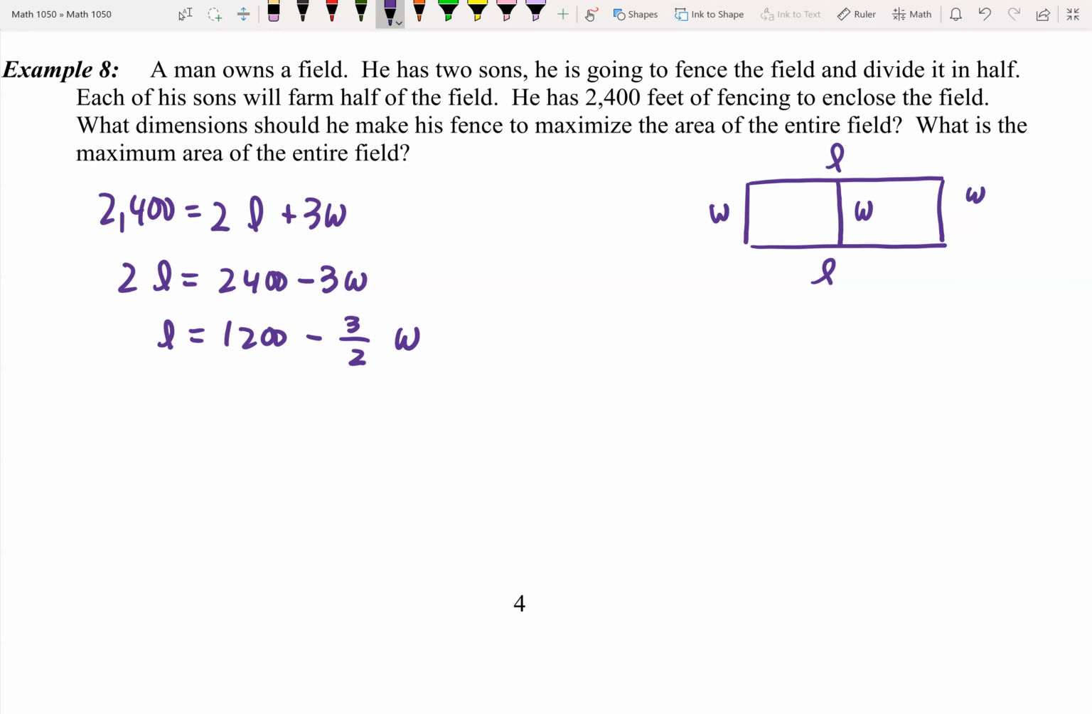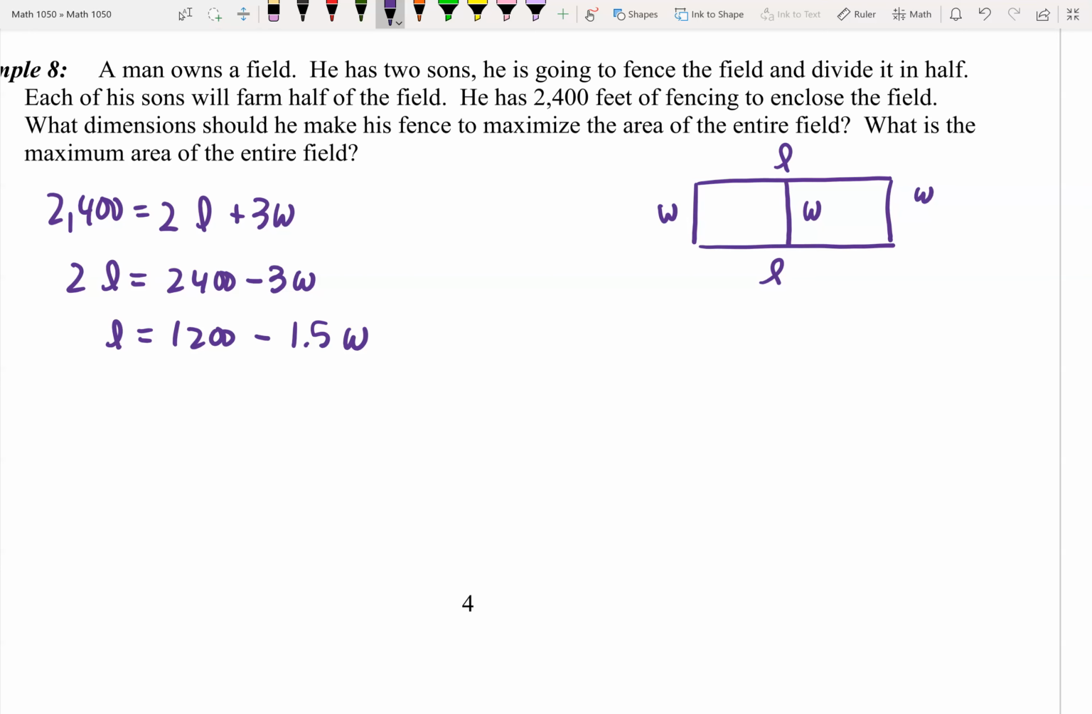Way better. What if that was 2/3? What is 2 divided by 3? This is important, so listen. What is 2 divided by 3? 0.6 repeating. So could I replace that with like 0.6 or 0.7? No. If it's not exact, you have to leave it. Okay, so let's come over here to our picture and make our L's 1,200 minus 1.5 W's.